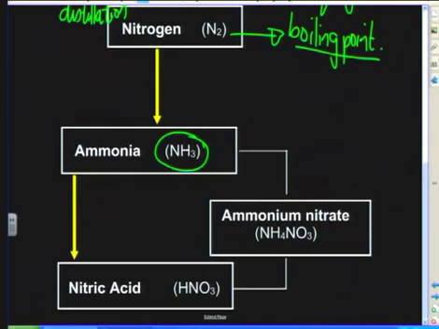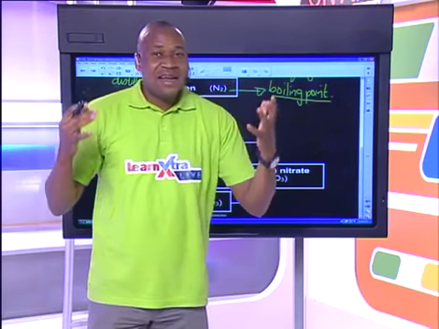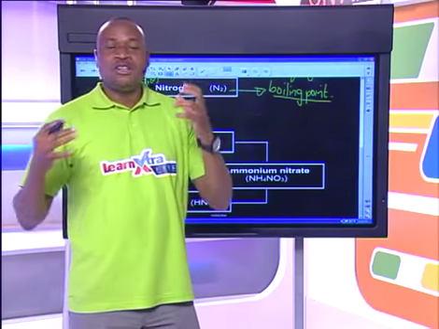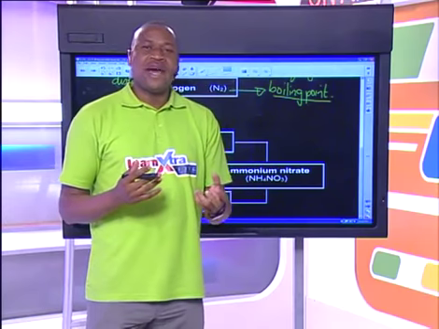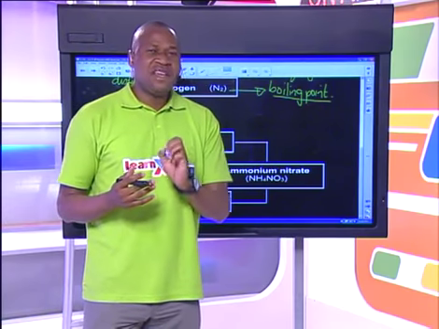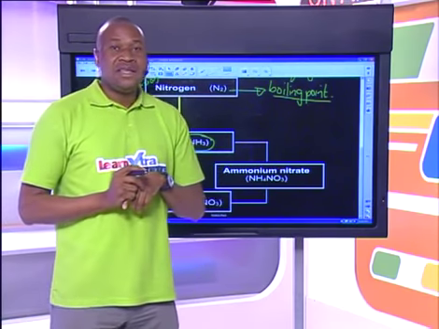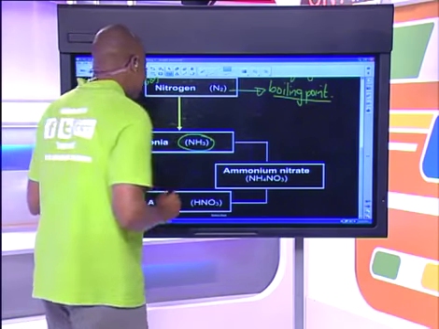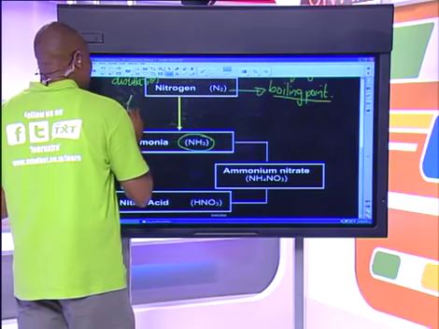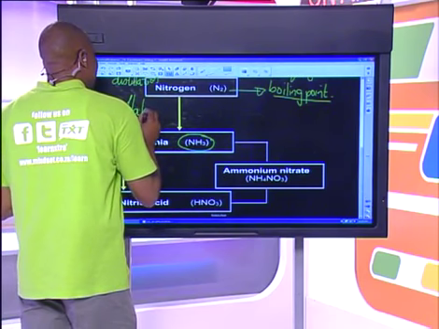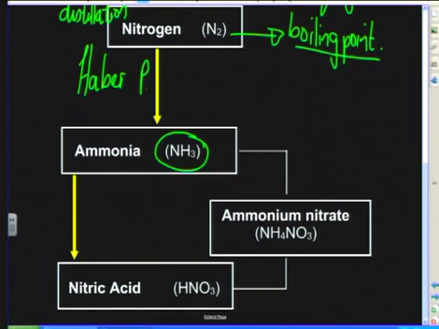Now, how is ammonia produced? I can hear some of you already talking. Thinking about the process that should be conducted to produce this ammonia, a very useful compound in the production of fertilizers. We make use of what we call the Haber process to produce ammonia.